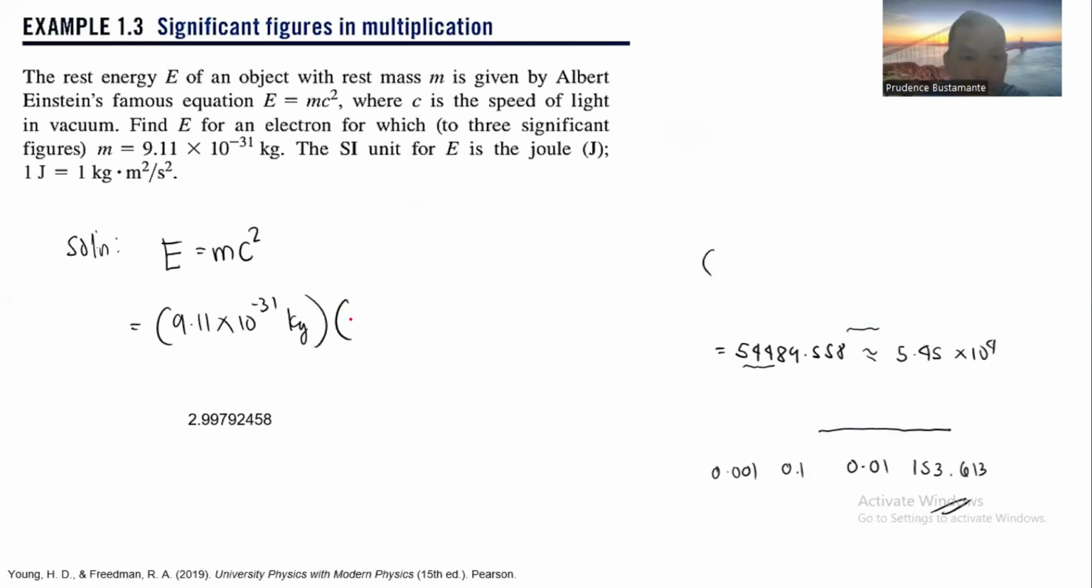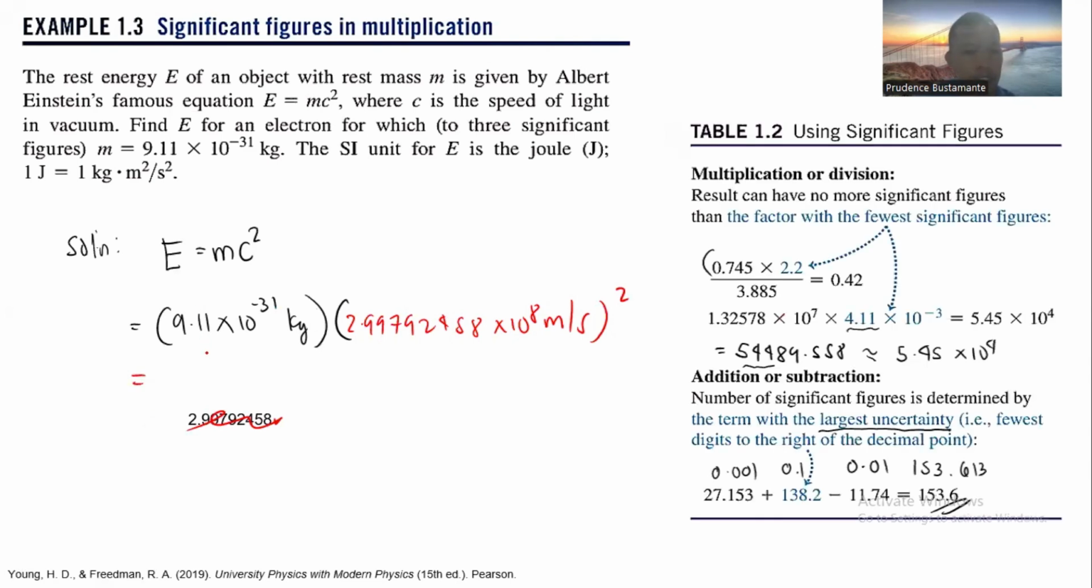And the speed of light, 2.99792458 times 10 to the 8 meters per second, squared. Since the factor with the fewest significant figures is this one with just three significant figures, our answer must be in three significant figures also.